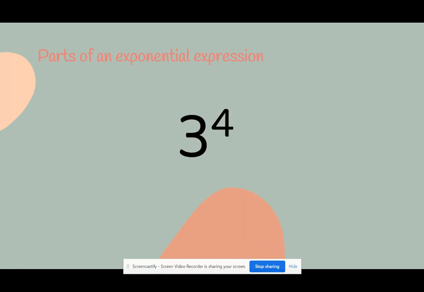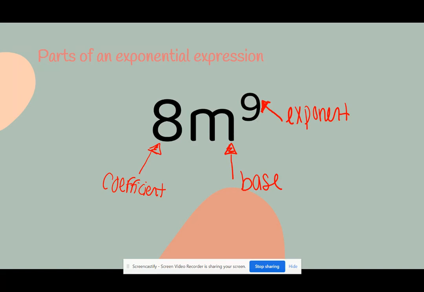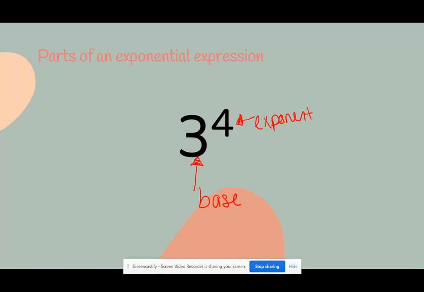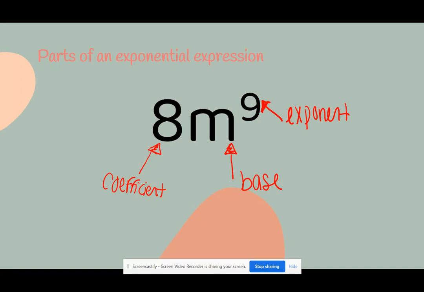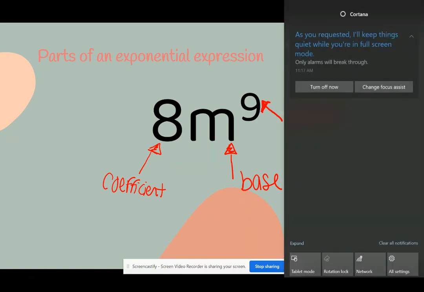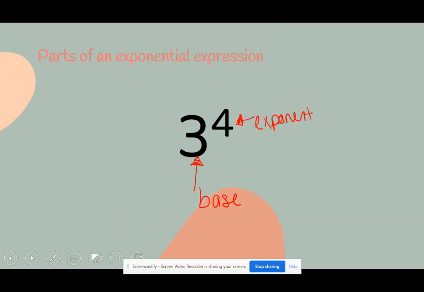This is one of those ones where, obviously, our exponent is the 4. It's a teeny tiny number. And then whatever the exponent is attached to, that is called its base. A base can either be a number or it can be a letter like it was in this past one. In this first one, the base was a letter. But in the second example, the base is a 3. It's not the coefficient. Remember, the coefficient is what is attached to the base. The coefficient is being multiplied by the base in this one, 8 times m, whereas in this one, the base is just 3. There is no coefficient.